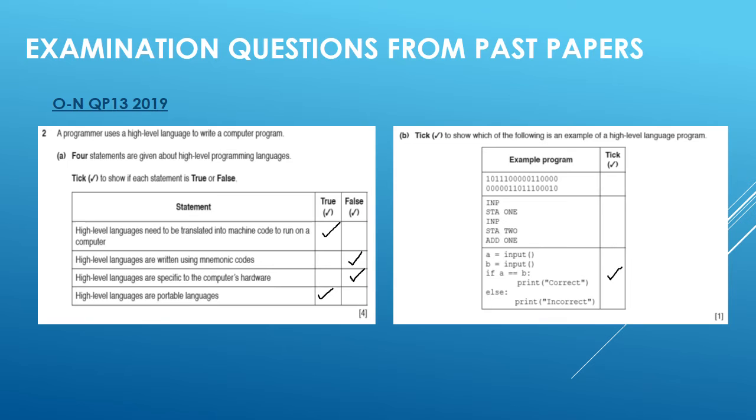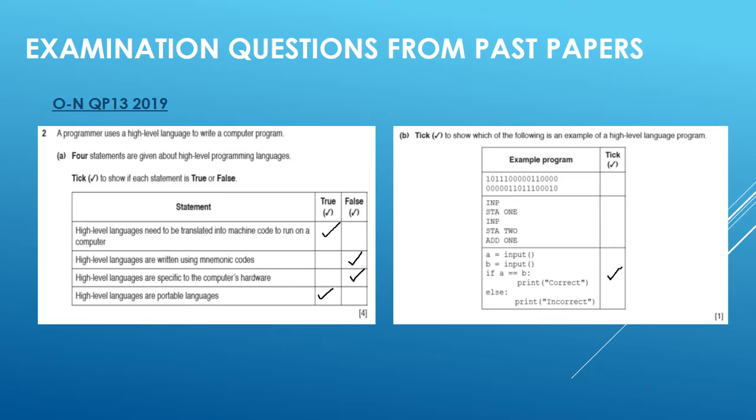So here 4 statements were given, 1 statement carries 1 mark. So in this way you can simply acquire 4 marks. The B part is here.